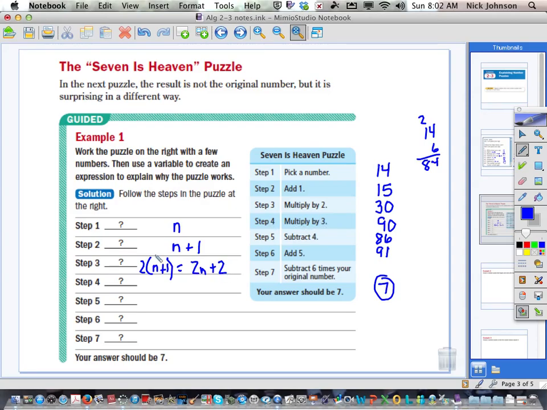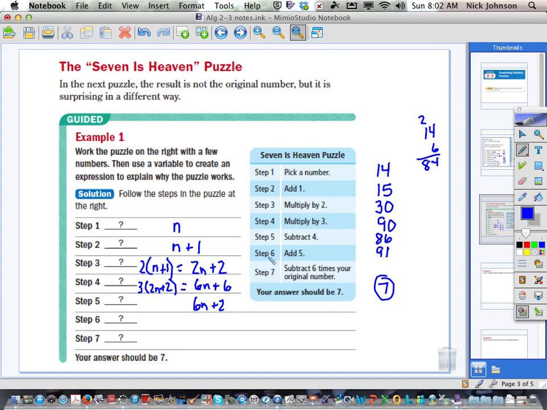Fourth step says multiply by 3, so I got to take all that and multiply it by 3. 3 times 2n is 6n. 3 times 2 is 6. Step 5 says subtract 4. So when I subtract 4, I'm only subtracting it from this 6 because I don't have a 4n. So that gives me 6n plus 2, because 6 minus 4 is 2.